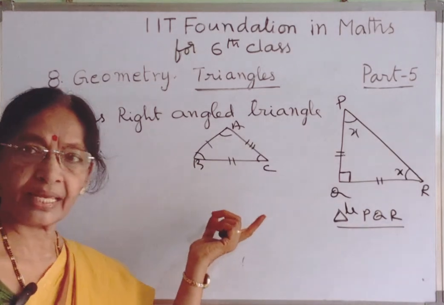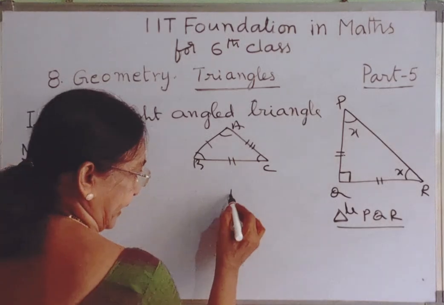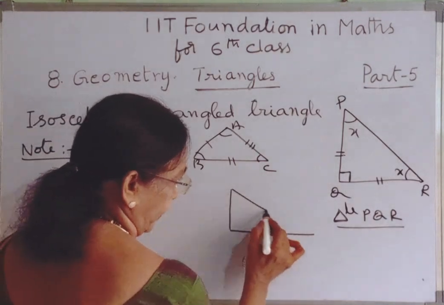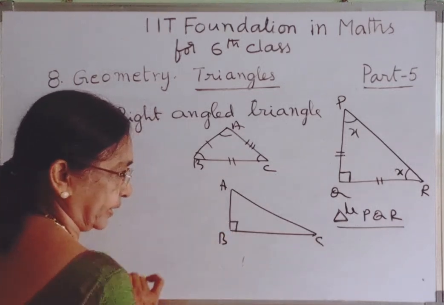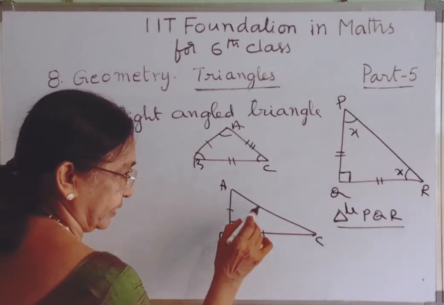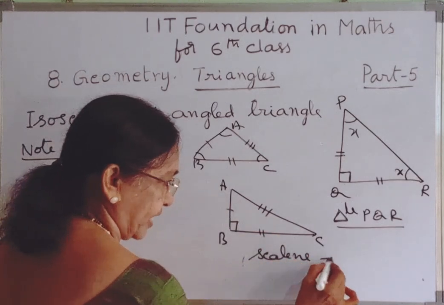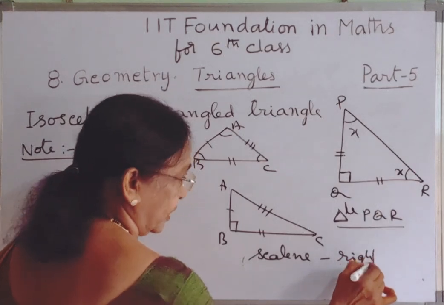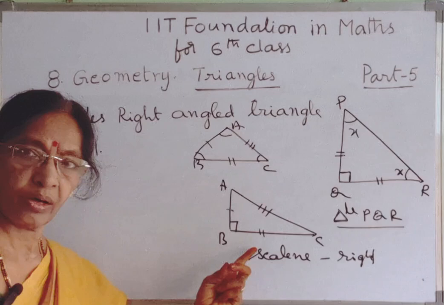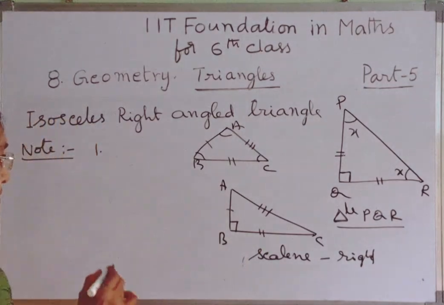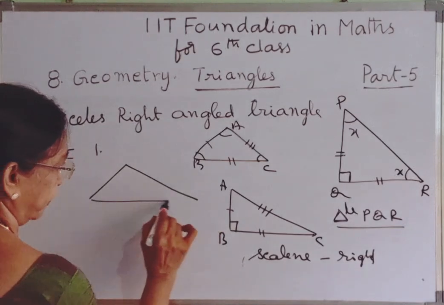So a scalene triangle may be an acute angled triangle and also a right angled triangle. So here it is triangle ABC. It is a right angled triangle, but the three sides are different. Therefore it is a scalene as well as right angle triangle. A scalene triangle may also be an obtuse angle triangle. This is an obtuse angle triangle.